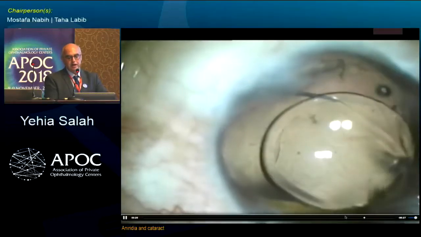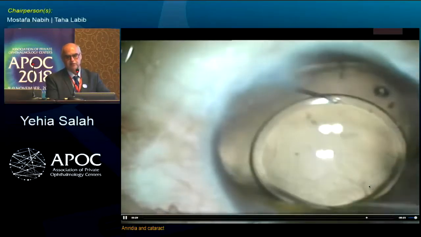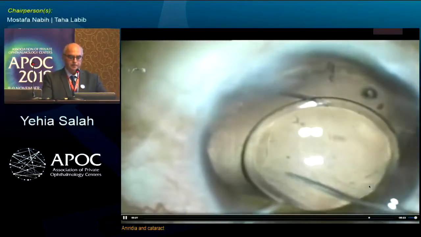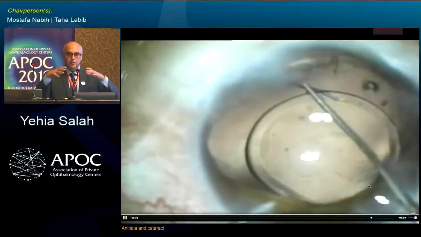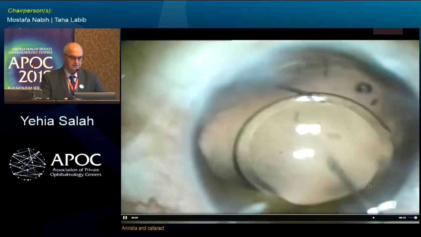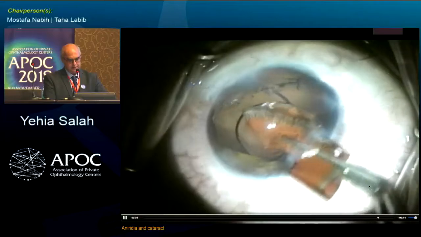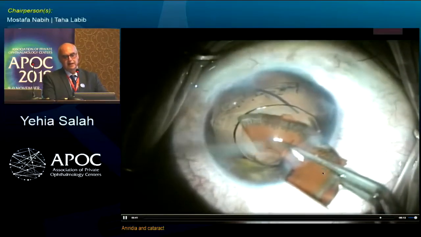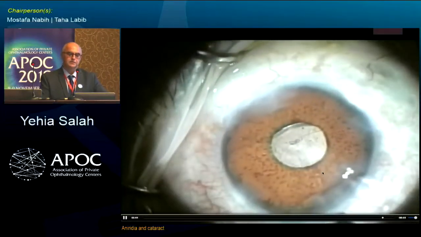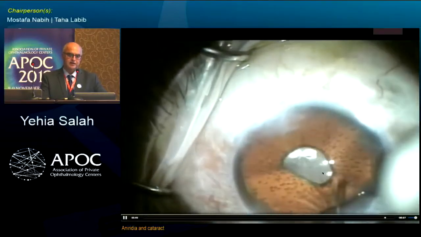You can do a capsular capture if you feel that centration will not be perfect, where you capture the optic and leave the haptics in the sulcus. Actually, this is what was done here. And then I put the iris prosthesis in the sulcus in front of the lens.